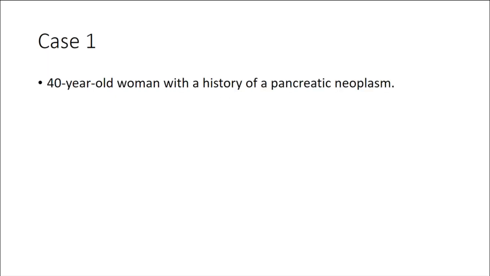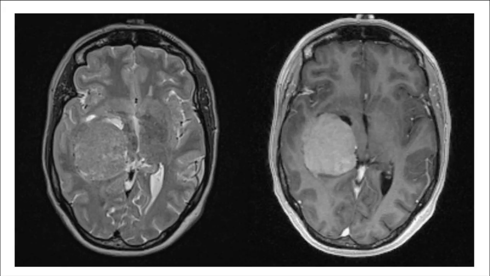So let's start with case number 1, which is a 40-year-old woman that had a history of a pancreatic neoplasm, which she was being followed for, and then developed a brain mass through routine follow-up. Actually, it was very large when they discovered it. So this is the mass, and it seems to be in the right hemisphere and appears to be related to the lateral ventricle.